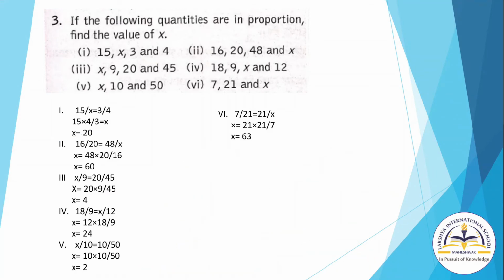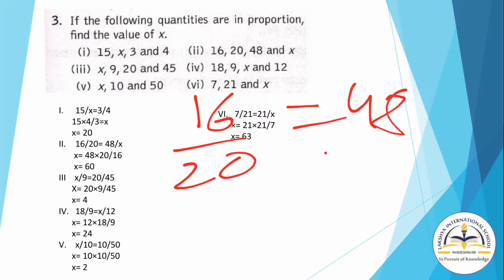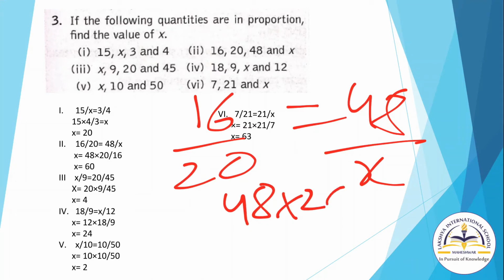Now the next one, 16 by 20 equals to 48 by x. Again you can further solve them with the table of 2 also, or you can directly solve them. 48 into 20 by 16 equals to x.